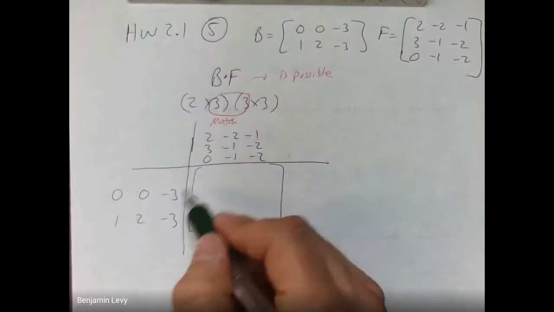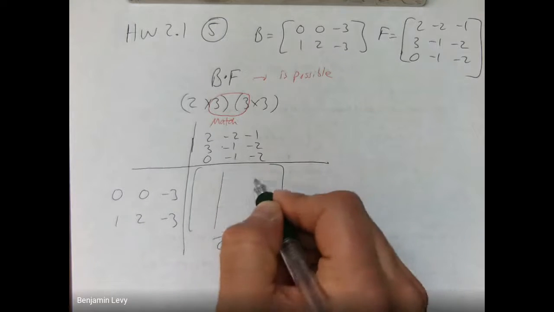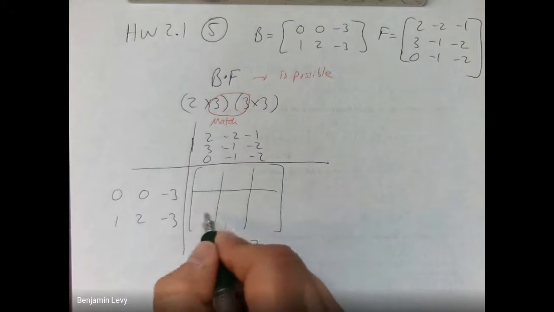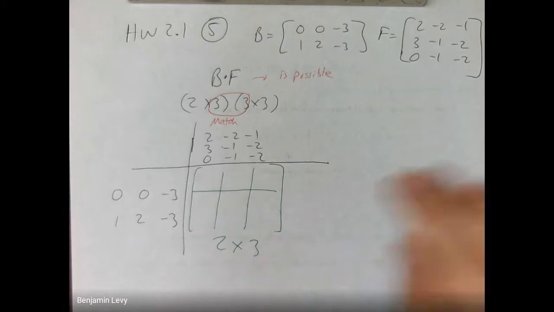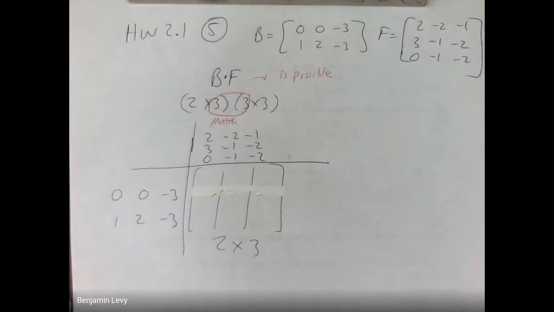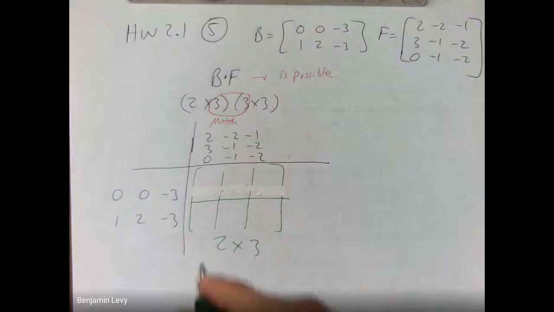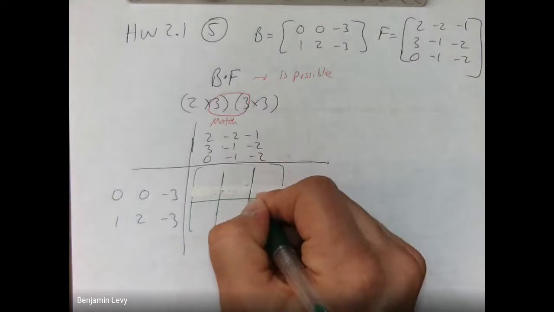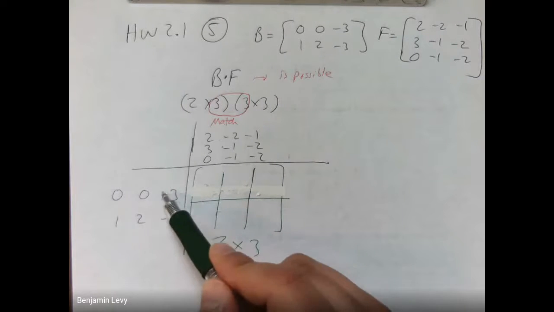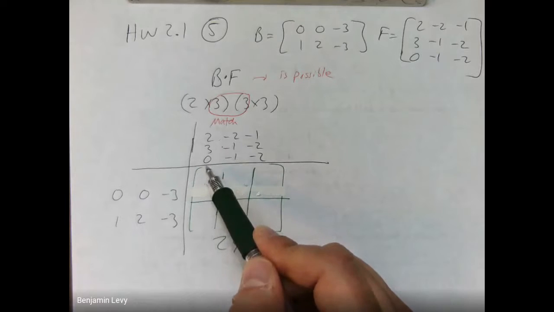The reason you do it in this tile setup is because you're going to have a 2 by 3. Oops, I should have drawn that line right down the middle. I'm sorry. You're going to have 2 rows and 3 columns. And so this entry lines up with the first row from B and the first column from F, and so you dot those two.